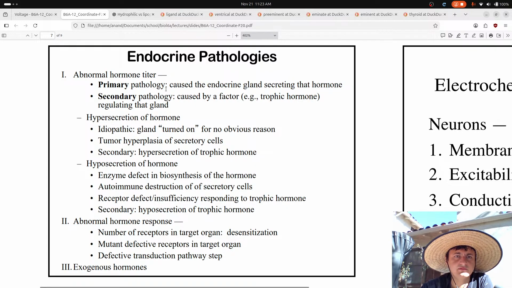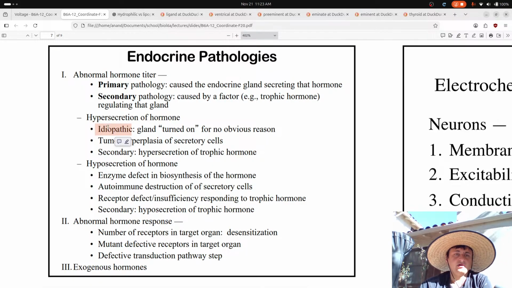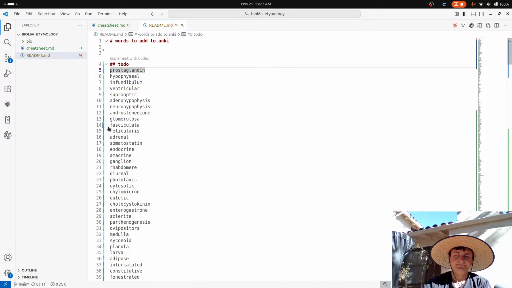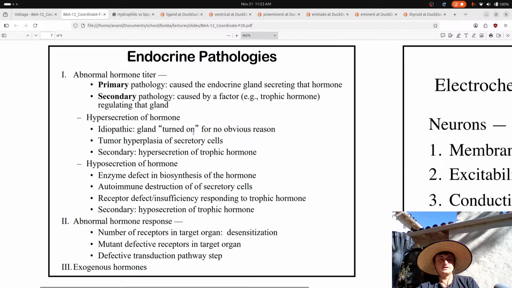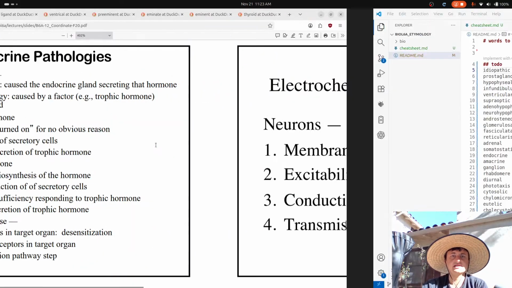Wait, I feel like that... What? Caused by a factor. Regulated. What? Hypersecretion of hormone. Idiopathic? What does that mean? Gland turned on for no obvious reason. Tumor, hyperplasia.